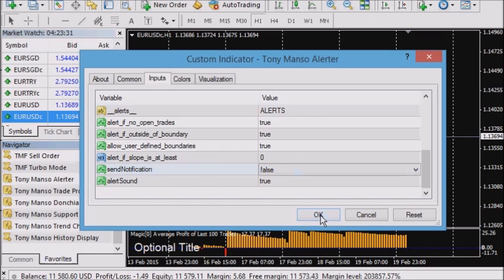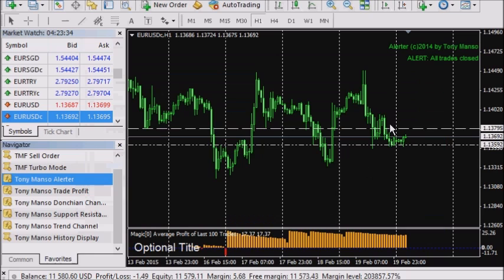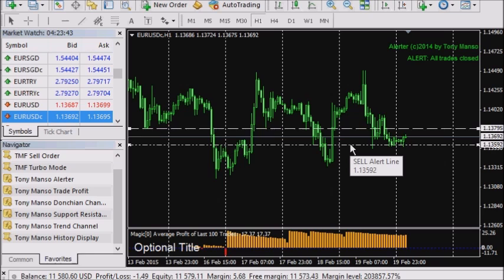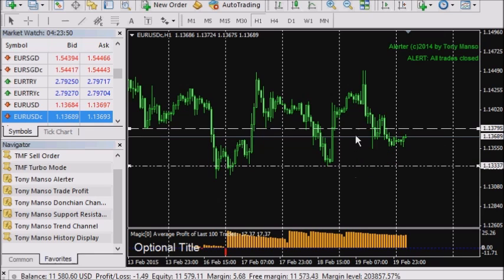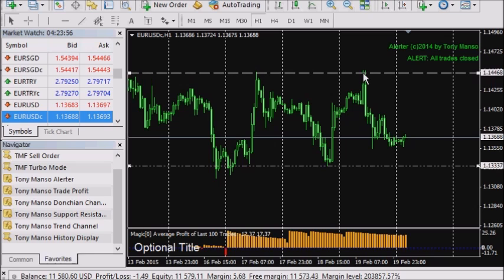This is really cool. I'm going to go here, and now you see two lines on the chart. Those two lines are my buy and sell lines. If I mouse over this one, it'll say sell alert line, and that's the price. Okay, I'm going to move that out of the way. And here's the buy alert line. So let's say I want an alert when the price is up there.